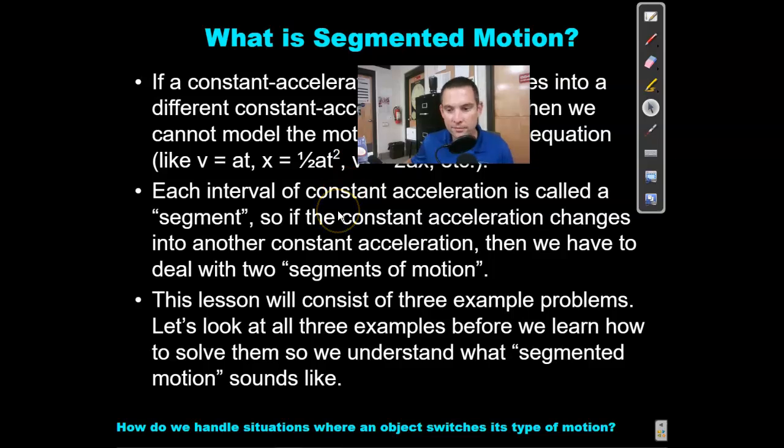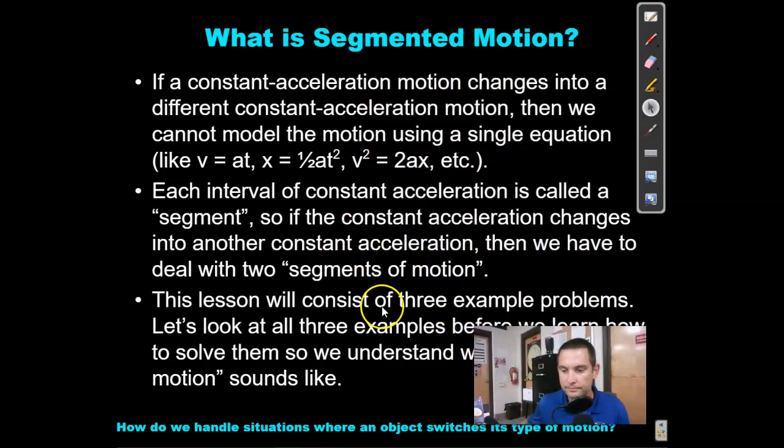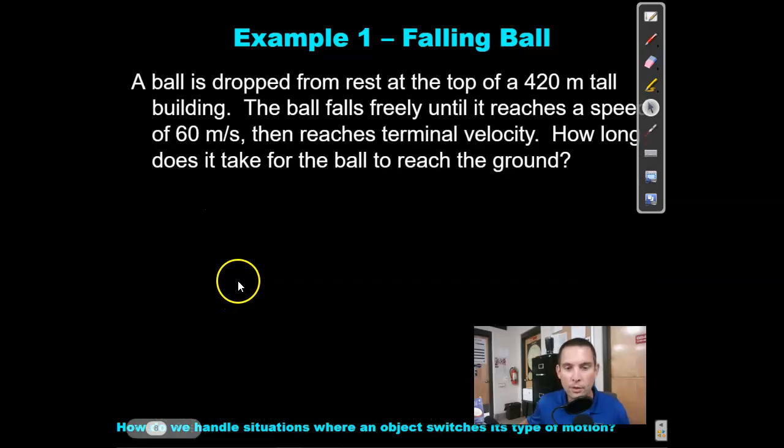This lesson will consist of 3 example problems. Let's look at all 3 examples before we learn how to solve them so we understand what segmented motion looks like. All right, so briefly, here we go. We've got a ball dropped from rest at the top of a 420 meter tall building. The ball falls freely until it reaches a speed of 60 meters per second and then reaches terminal velocity. How long does the ball take to reach the ground?